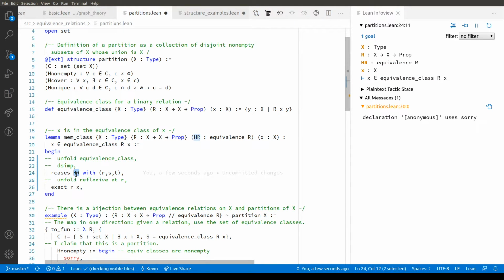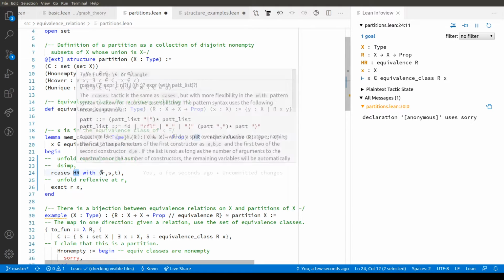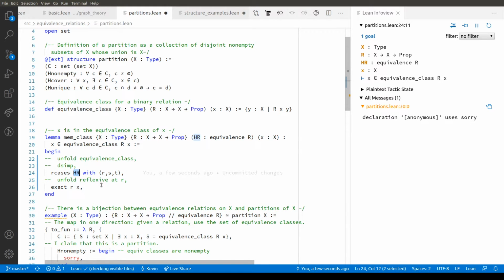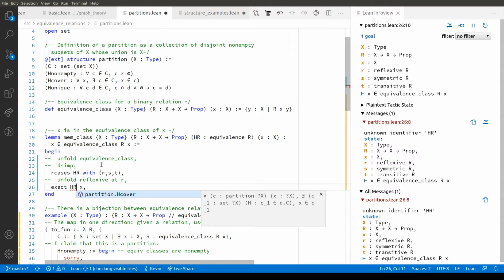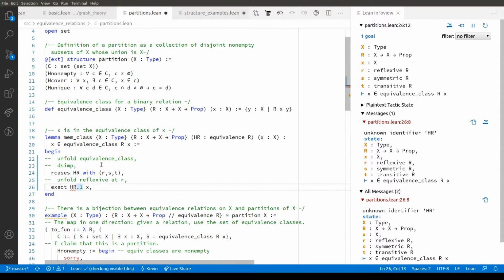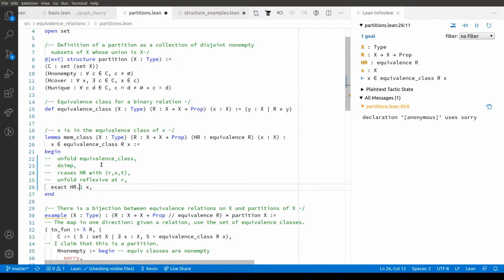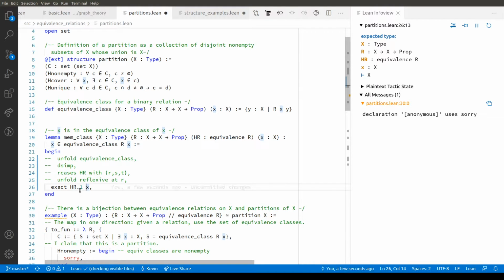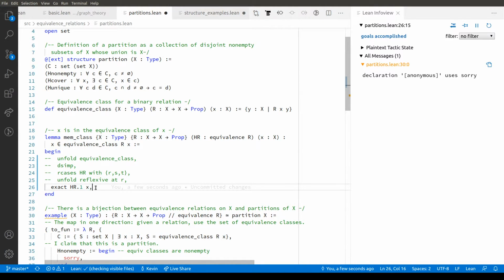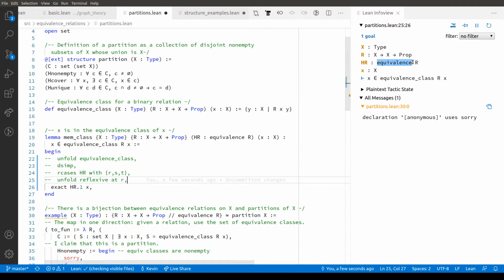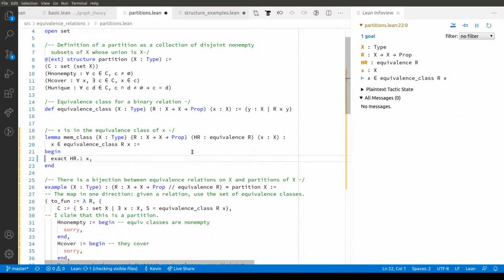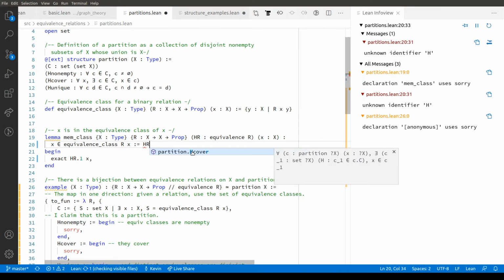So HR is made up of three things: reflexivity, symmetry, and transitivity. And we can just get to it. If I do HR.1, we can directly access those three things. Let's get rid of this. Now you see, we can access those three things by just saying that HR.1 is the first one. So HR.1 is a proof that this relation capital R is a reflexive relation. So now we can get rid of everything, and now our proof is just HR.1 x.